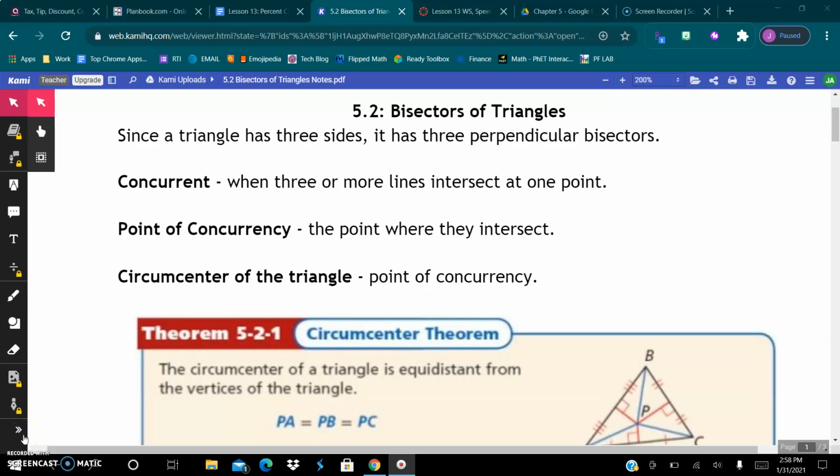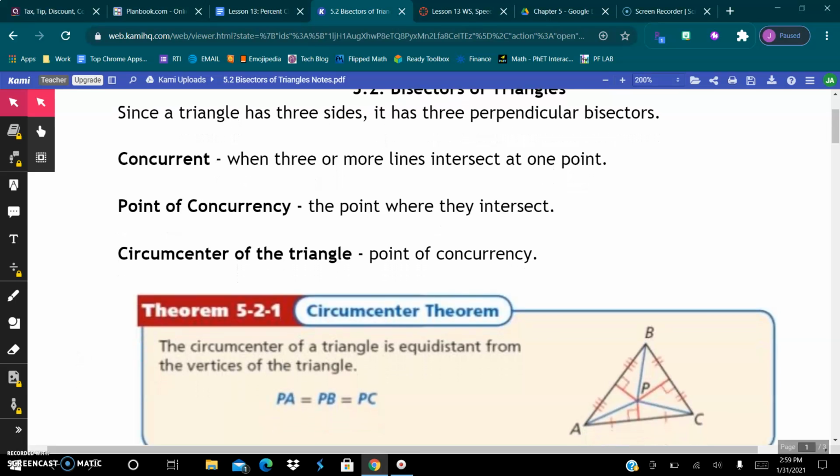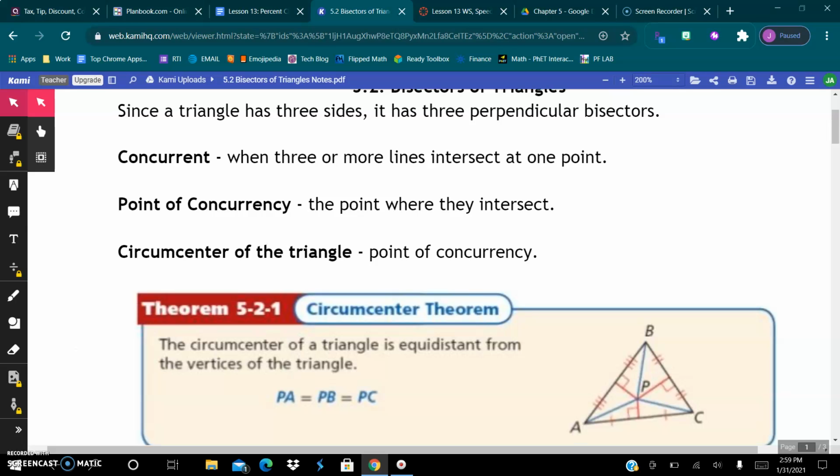Section 5.2 is on bisectors of triangles. Since a triangle has three sides, it also has three perpendicular bisectors. That is where we draw a line straight out of the middle of each side, and then they would meet in the middle at a certain point.